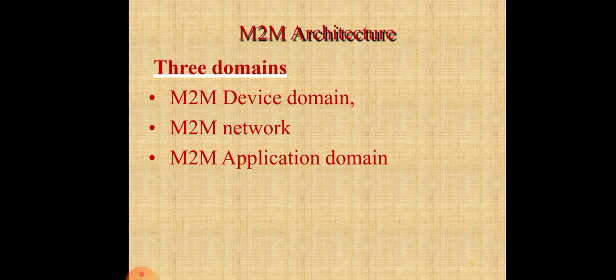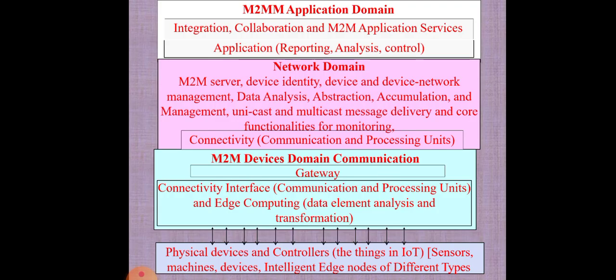The main M2M architecture has three domains: the M2M device domain, the network domain, and the application domain. This is the entire architecture, in which the M2M application domain covers the integration of many devices, collaboration, and M2M application services. The main application is used for reporting, analysis, and control. In the network domain, there are the M2M server, device identity, device and network management, data analysis, abstraction, accumulation, unicast and multicast message delivery, and core functionality for monitoring.